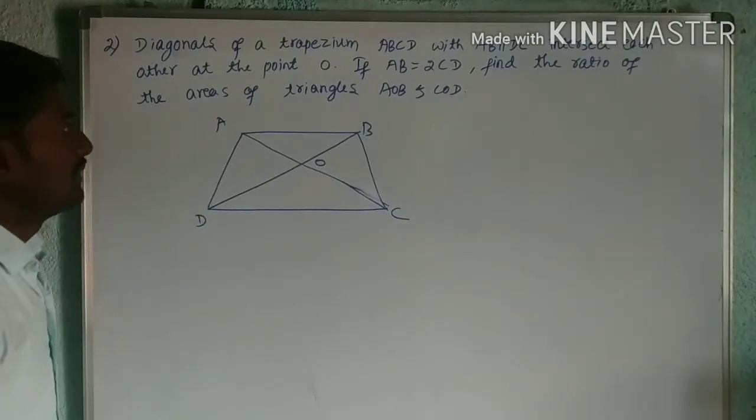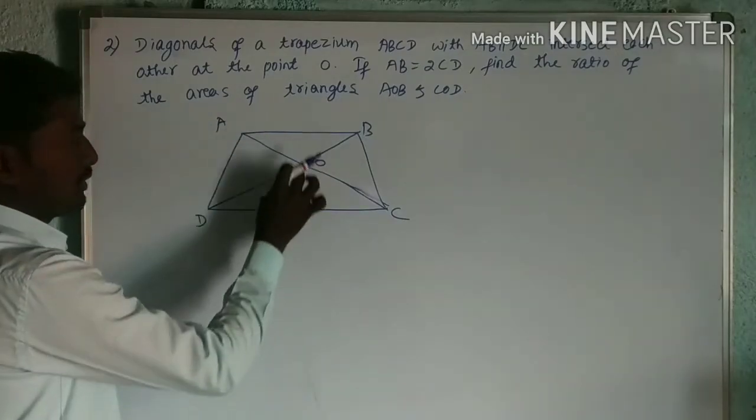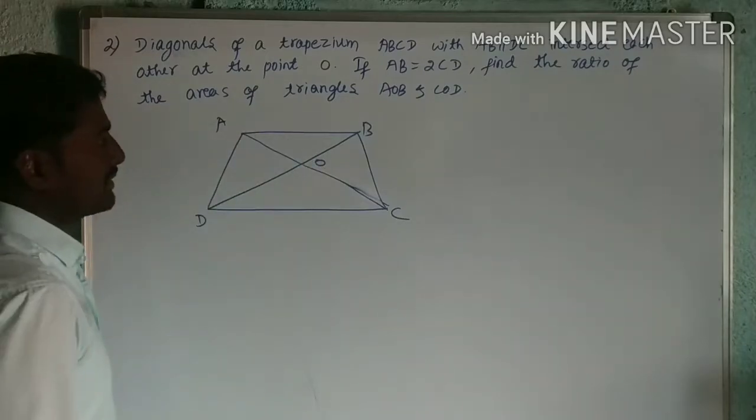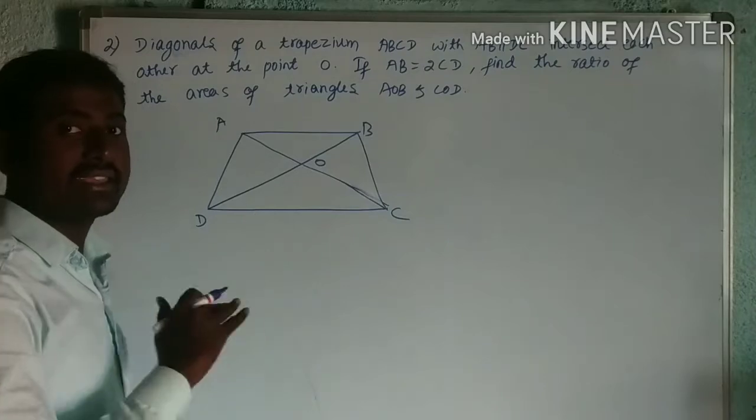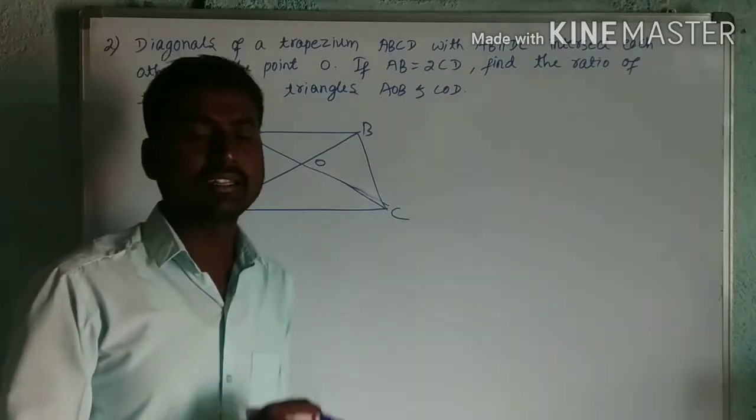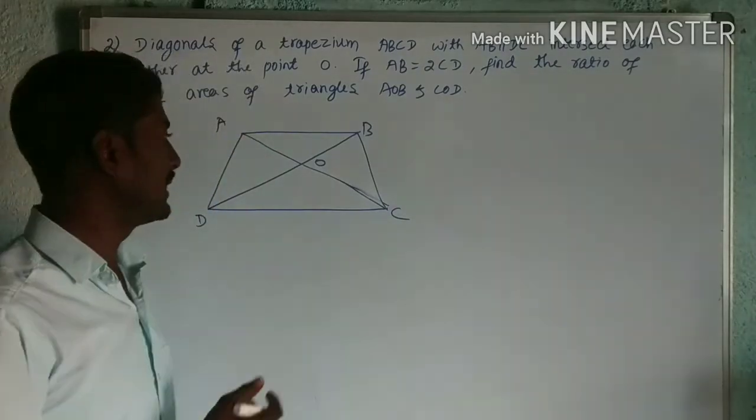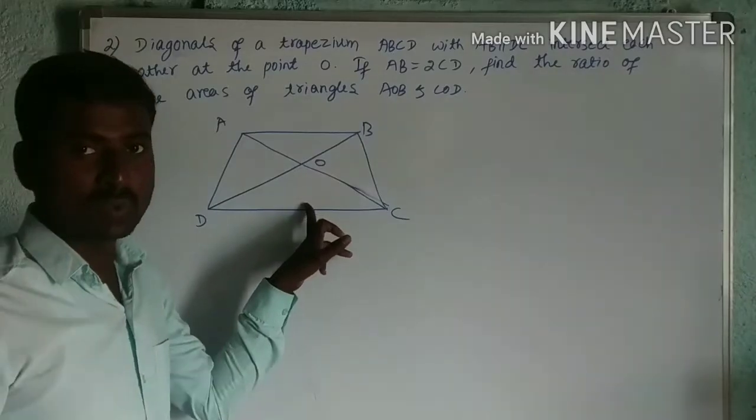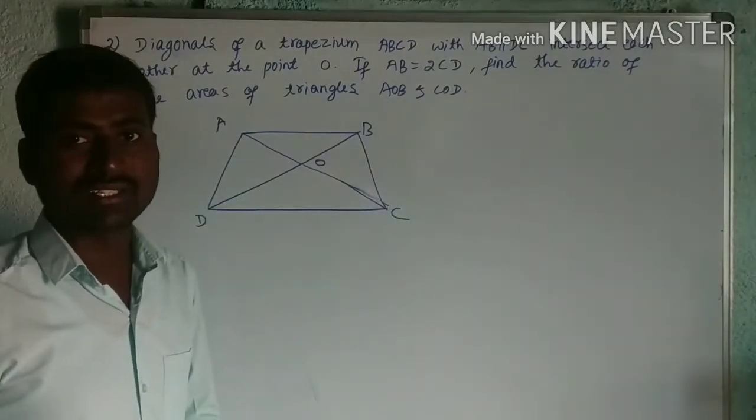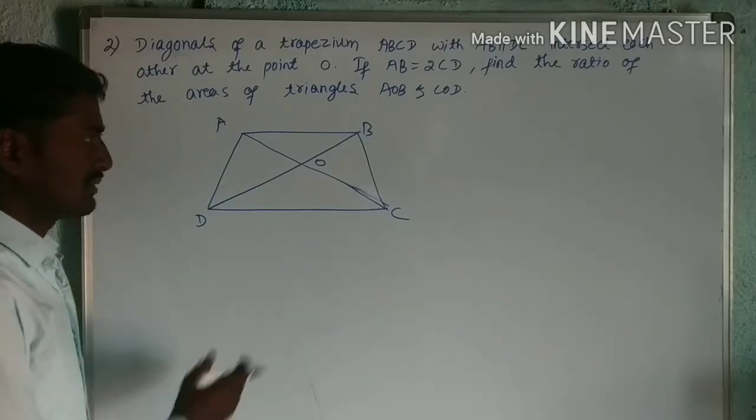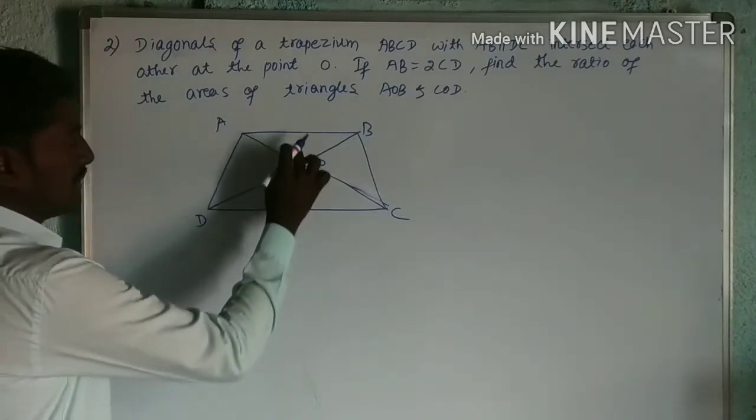Okay. Now let us concentrate on these two triangles. I have to prove these two triangles are similar. Then I can take that condition: area of AOB divided by area of COD is equal to the square of the ratio of their corresponding sides.